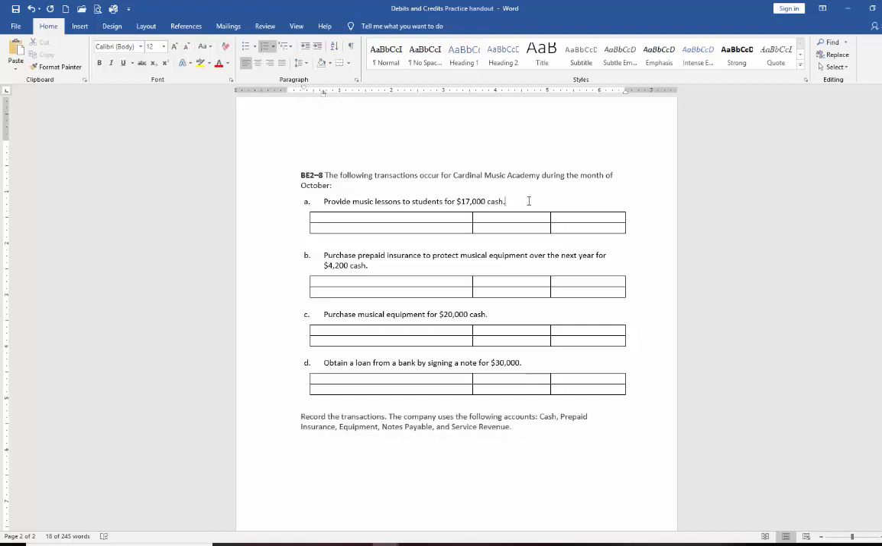All right, so let's see the first one. Provide music lessons to students. This is a music academy. It helps to look at what kind of business you're talking about. So we provided music lessons to students. Whenever you see provide or provided services, something like that, that tells you that you have service revenue. So let's put down here like we did for cash: provide services equals service revenue.